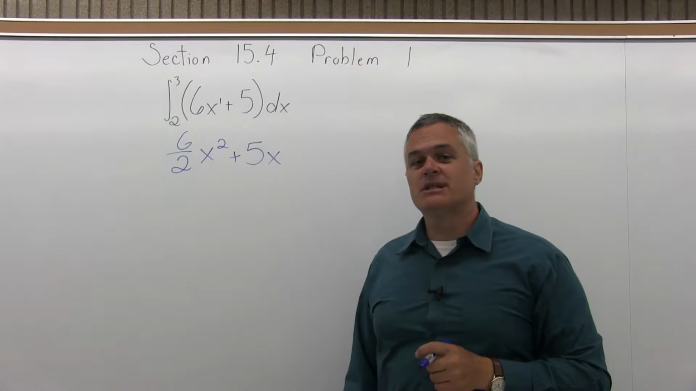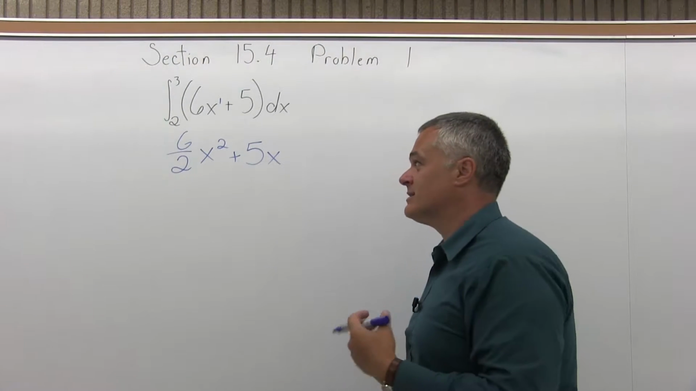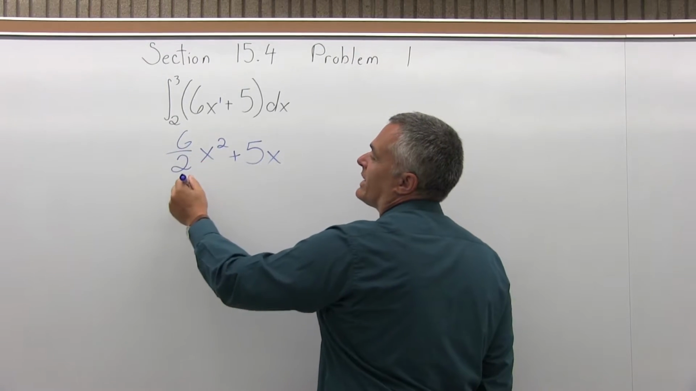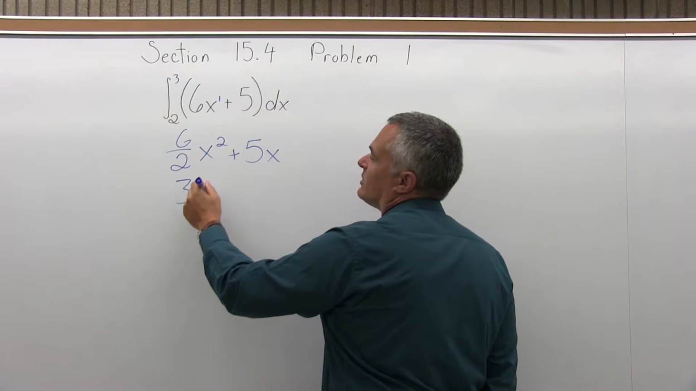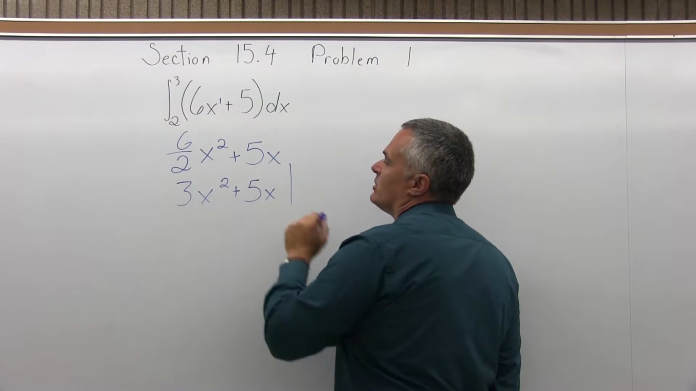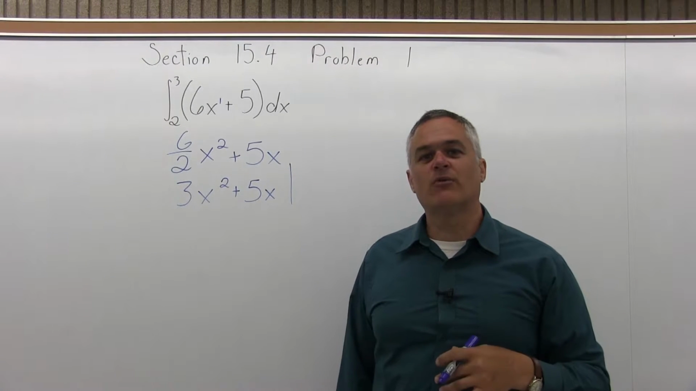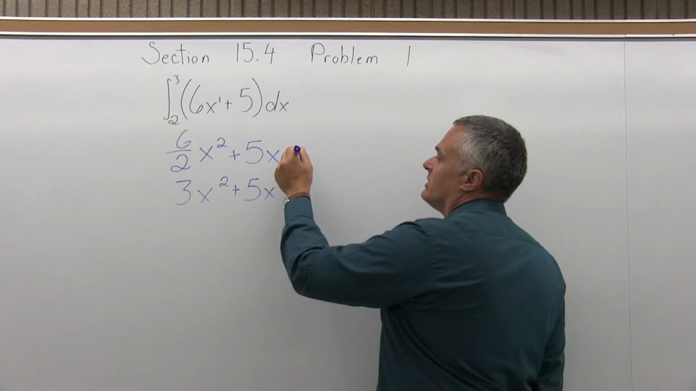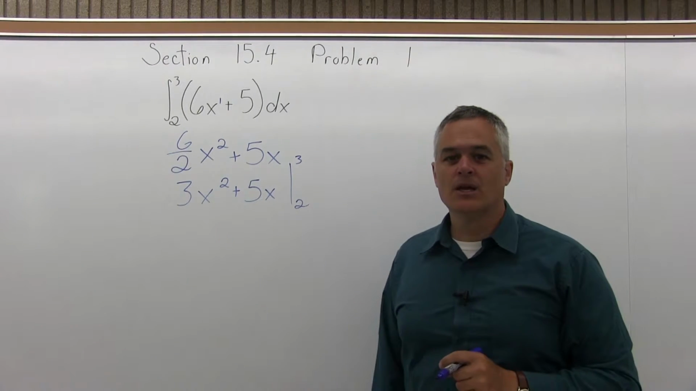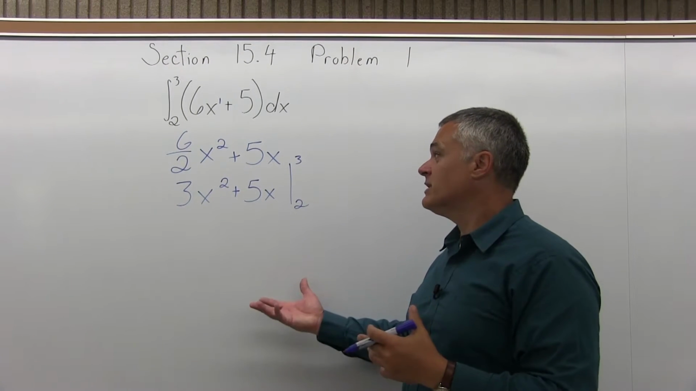There really is a plus c involved, but we don't have to write it. It would cancel by the time we get to the last step. And the 6 over 2x squared, let's just simplify that to 3x squared. We'll keep the 5x. And then the notation is to draw a long straight line once you've solved the integral and put in the limits that you intend to plug in, the 3 and the 2. So that's the end of the first step, solve the integral.